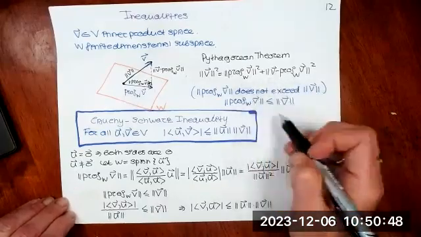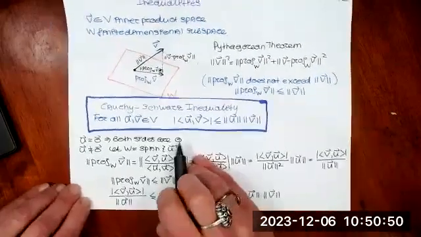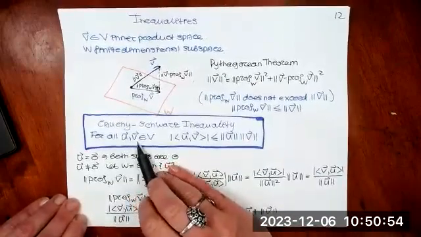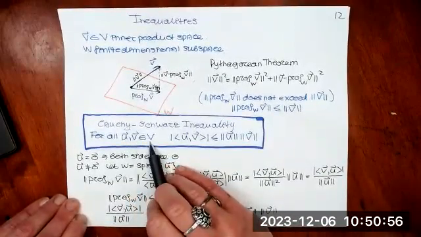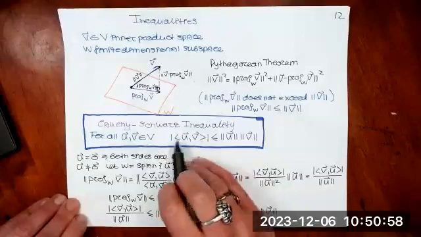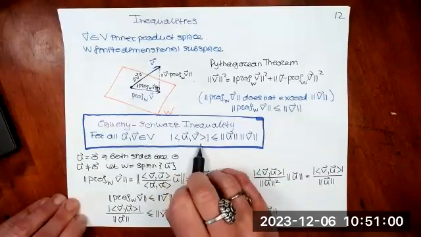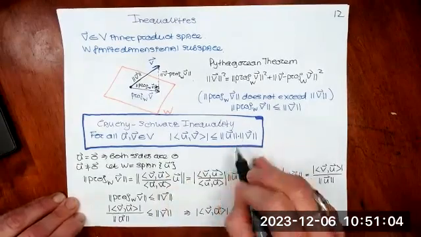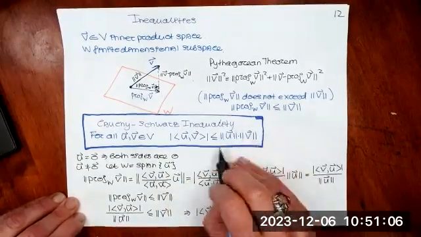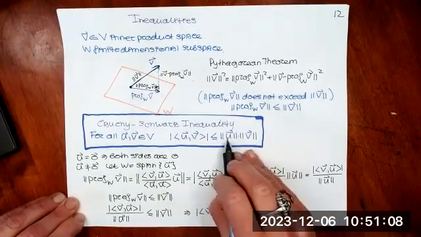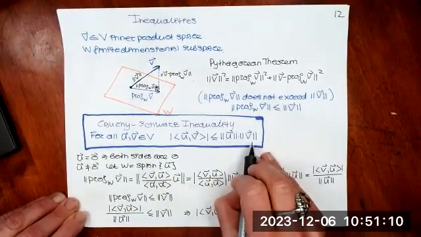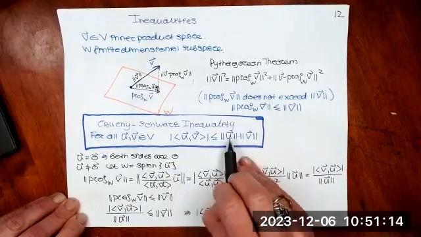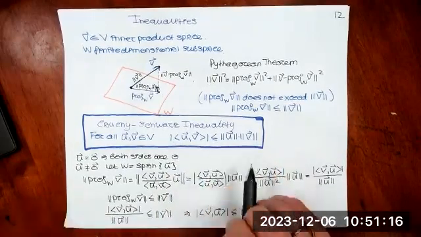And we can use this to prove the Cauchy-Schwarz inequality, which tells us that for any two vectors u and v in the vector space, the absolute value of the inner product is not going to exceed the product of the lengths of the vectors u and v. So the inner product of u and v will not exceed the multiplication of the lengths of u and v.